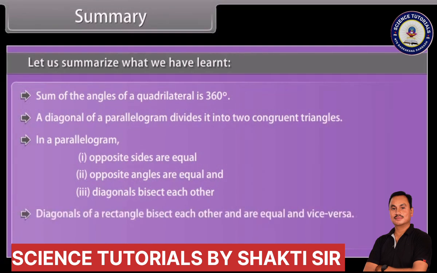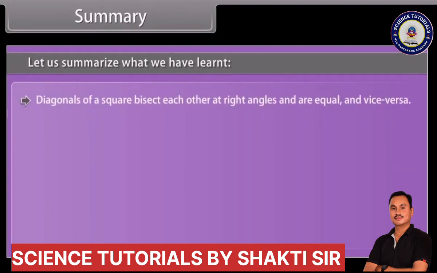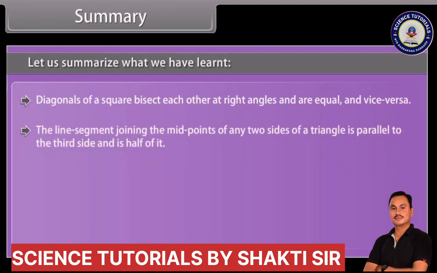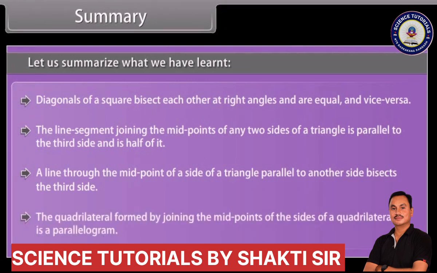Diagonals of a rectangle bisect each other and are equal, and vice versa. Diagonals of a rhombus bisect each other at right angles, and vice versa. Diagonals of a square bisect each other at right angles and are equal, and vice versa. The line segment joining the midpoints of any two sides of a triangle is parallel to the third side and is half of it. A line through the midpoint of a side of a triangle parallel to another side bisects the third side. The quadrilateral formed by joining the midpoints of the sides of a quadrilateral is a parallelogram.